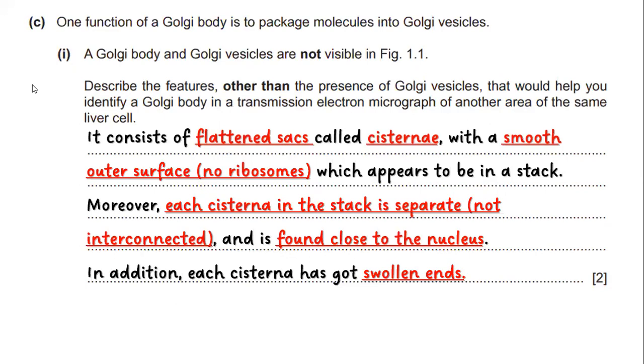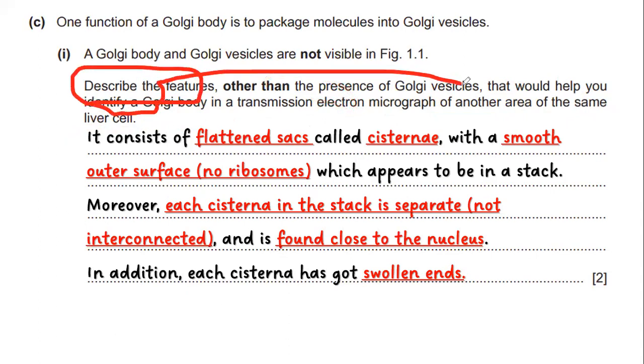Ok. Describe the features other than the presence of Golgi vesicles that will help you identify a Golgi body in a transmission electron micrograph of another area of the same liver cell. Other than the presence of Golgi vesicles. Ça veut dire comment tu connais qui features l'autre que ce vesicle qui pourrait identifier Golgi body. Essentiellement, describe the Golgi body, cette structure.